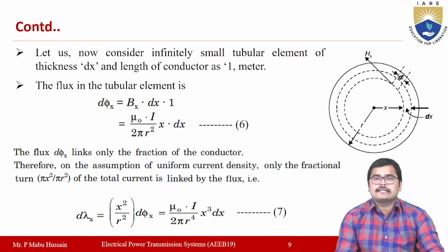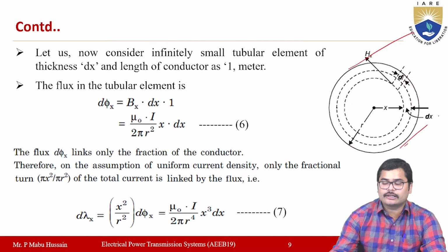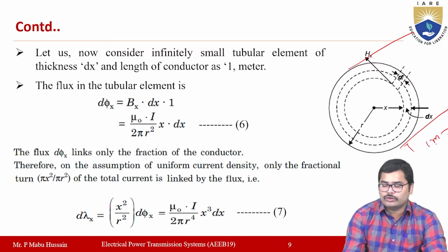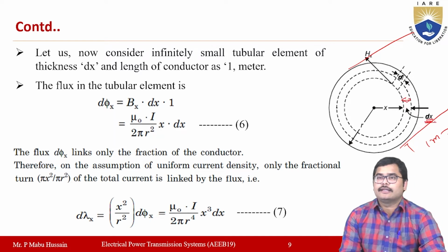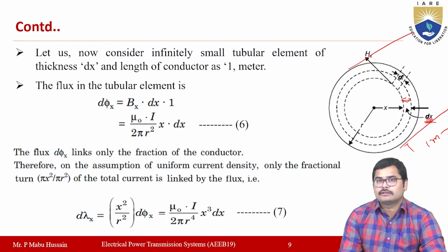Now let us consider an infinitely small tubular element which has thickness dx, and the length of the conductor to be 1 meter. Here you consider the length of the conductor to be 1 meter. In this you consider only a small tubular element, which is represented as dx, for a long conductor having a length of 1 meter only.